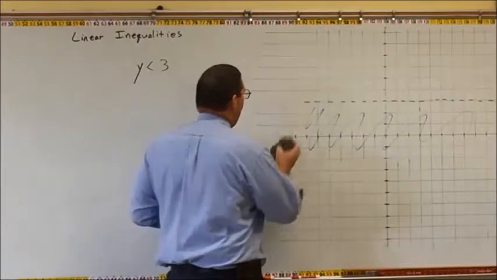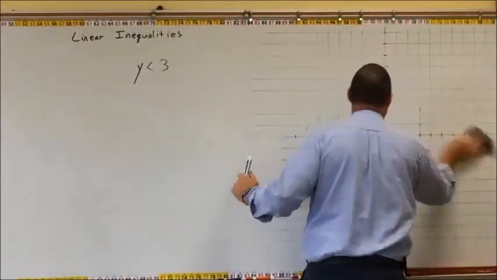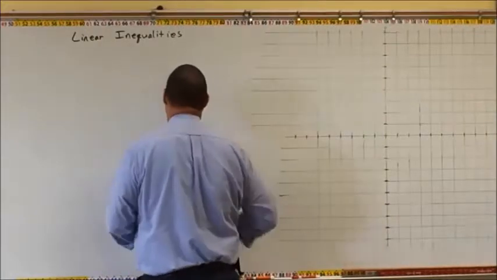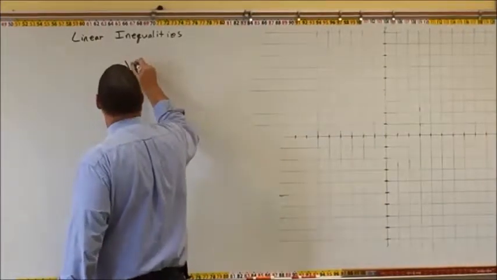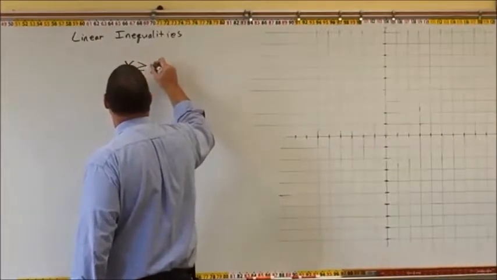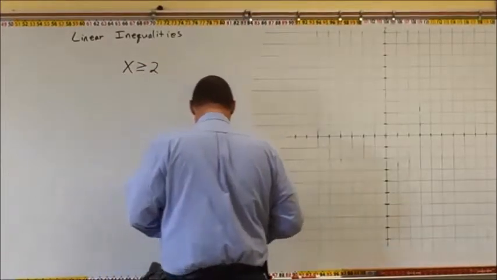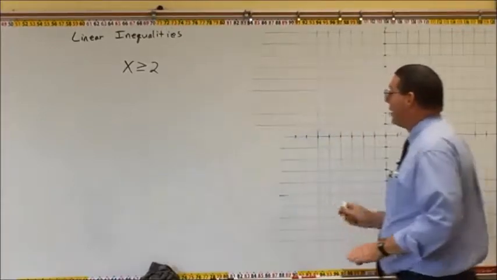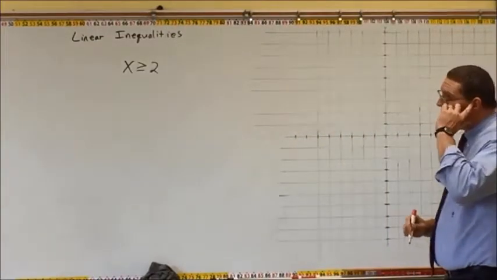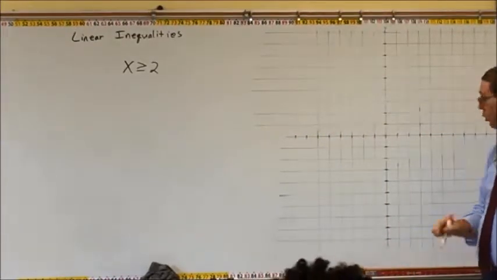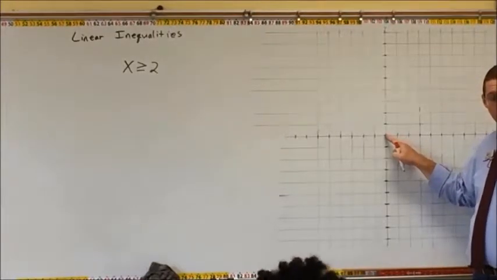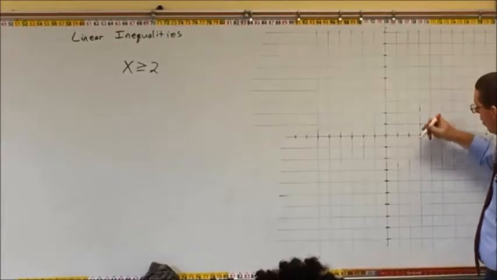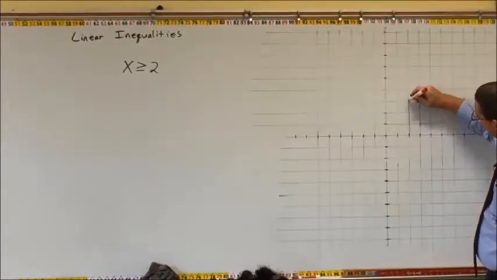What if it was x? Let's try x. See, x is a different story. Now we got to change things up a little bit. It's a vertical line. So let's say I have x is greater than or equal to 2. Solid or dashed line? Solid. And it's a vertical line where? At x equals 2. So I'm going to go to the origin, go over to 2, which is right here where x equals 2, and draw a vertical line.